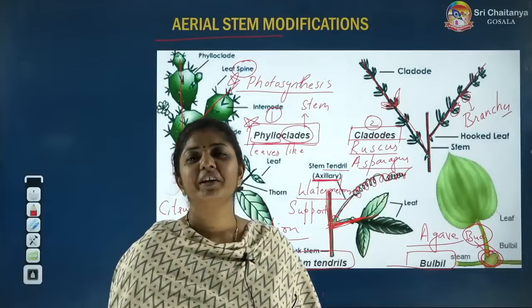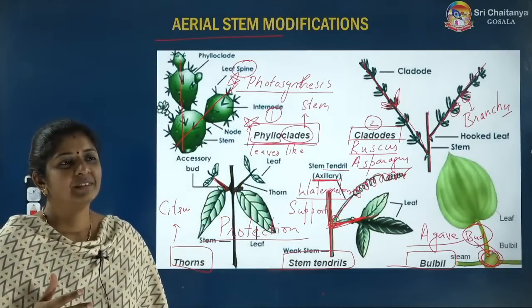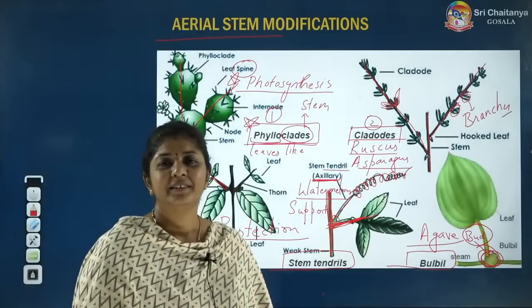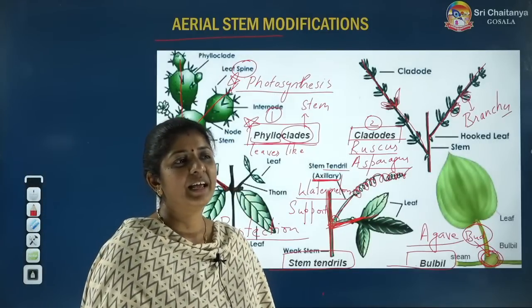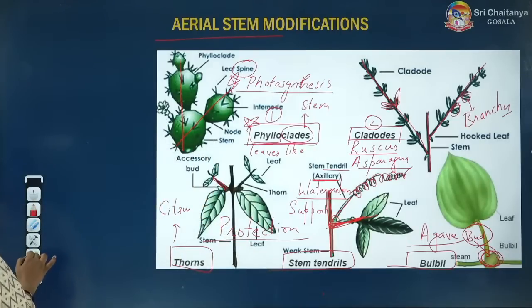Okay, one more example already in front of you. Thorns are which modification? Answer in front of you. Open book test. Aerial, very nice. Good, good. Nice. Okay, now coming to the next part.